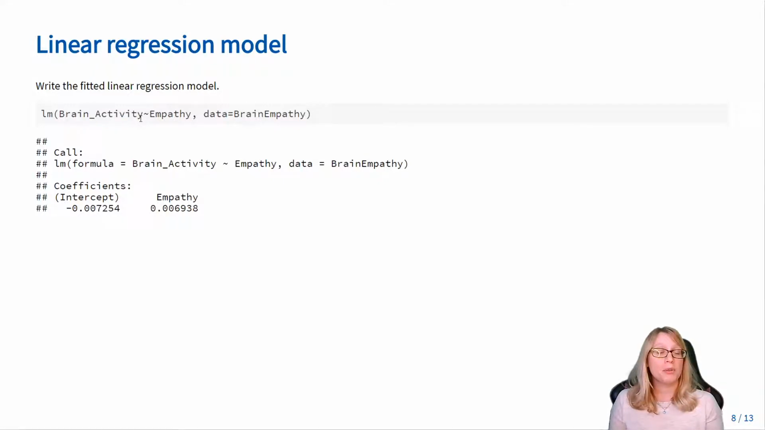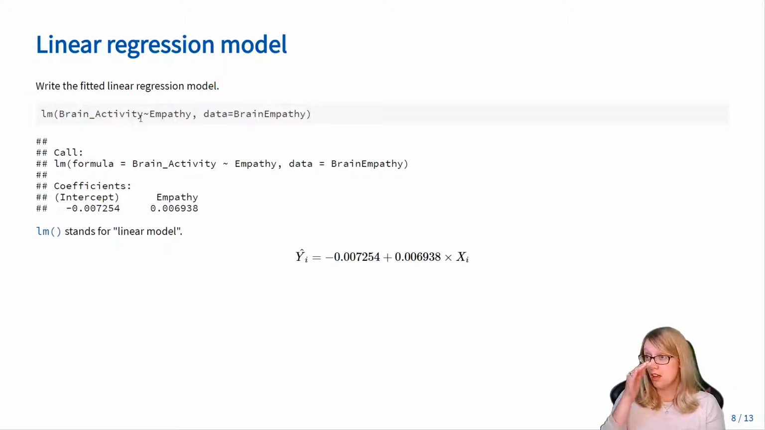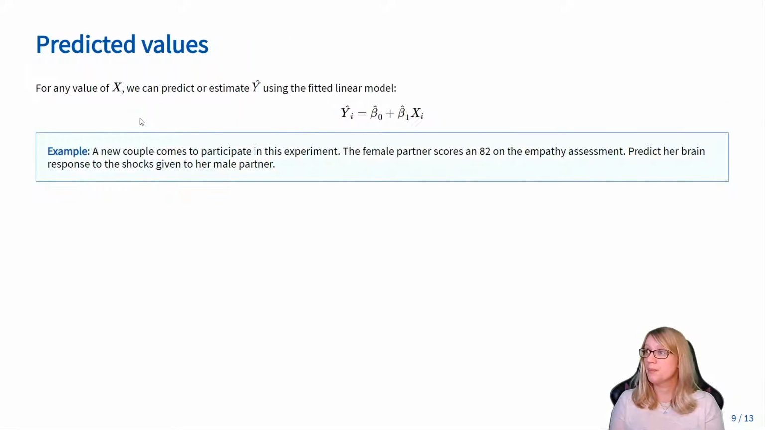What this reports back are the regression coefficients. So the intercept, that's our estimated beta 0 or beta hat 0. The empathy score, that is our slope. That's our estimated beta hat for x. So we can write that our predicted brain activity, our predicted y, is negative 0.007254 plus 0.006938 times x. That's our model.